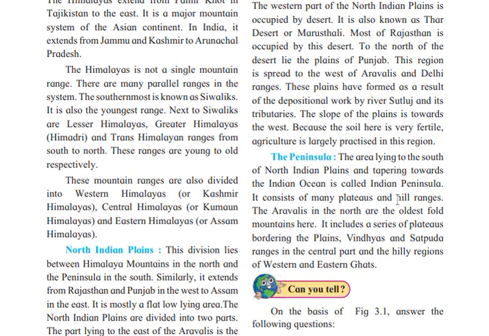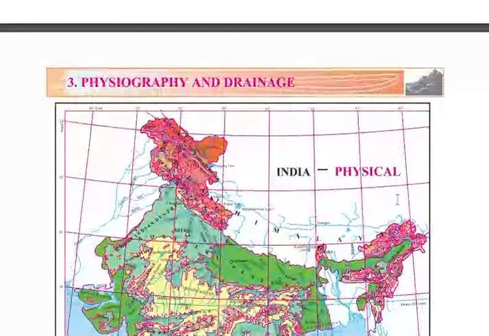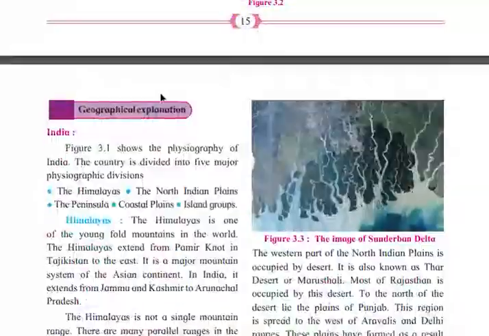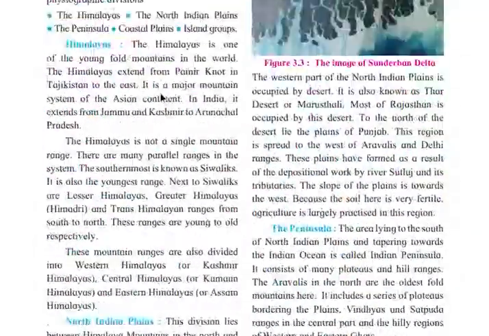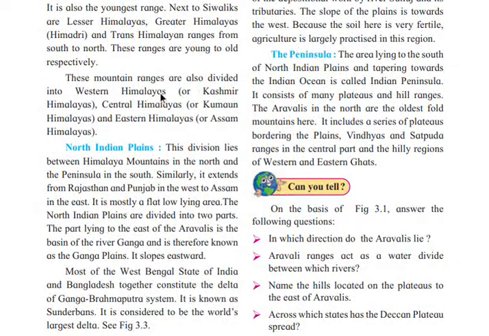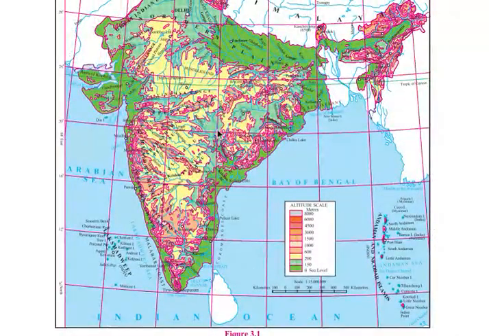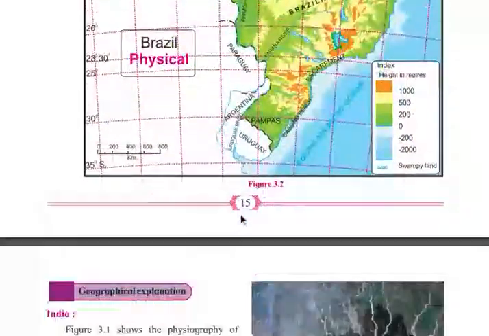So here in the Peninsula, if you see, the hill and mountain ranges are there, like the Satpura ranges. The Vindhyas and Satpura ranges are in the central part, and the hilly regions of the Western and Eastern Ghats. Can you see where the Satpura and Vindhya ranges are, and the Eastern and Western Ghats? This is the height, 6,000 meters.